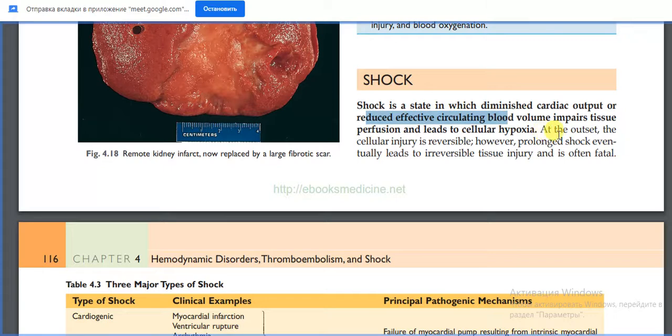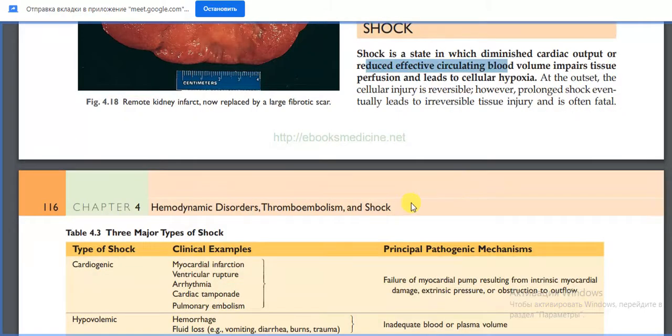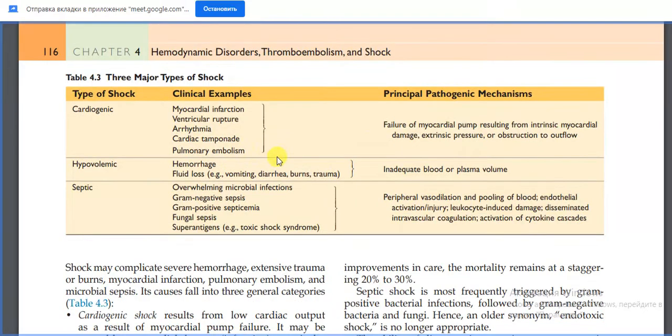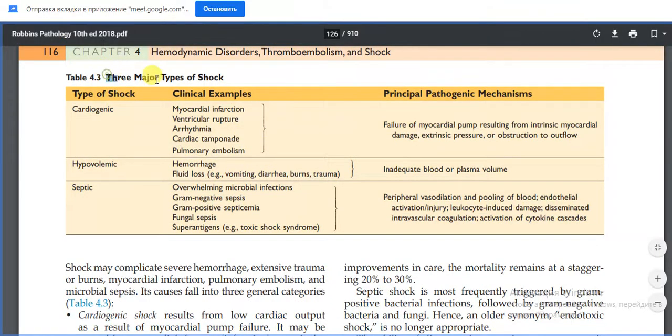At the outset, the cellular injury is reversible. However, prolonged shock eventually leads to irreversible tissue injury, as in every condition. If it's not prolonged, it's reversible. If it is prolonged, it's irreversible. So, three major types of shock. Here we need to concentrate our attention on these three: cardiogenic, hypovolemic, and septic shock.